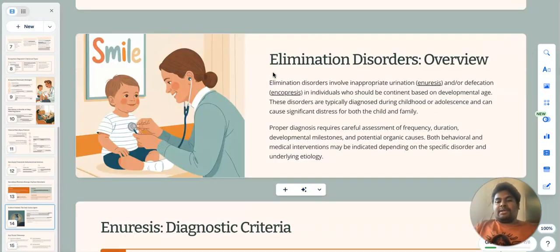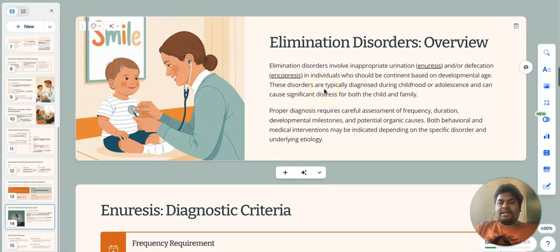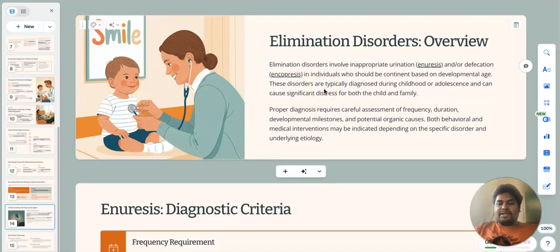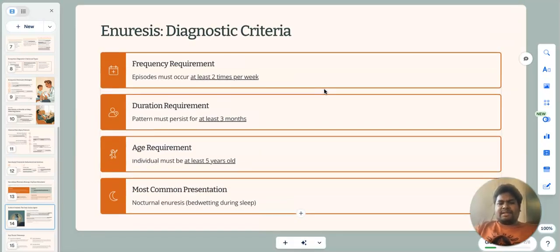Now, talking about elimination disorders, we like to talk about enuresis and encopresis. Enuresis is inappropriate urination and encopresis is inappropriate defecation. So when we say enuresis, there is a certain criteria.